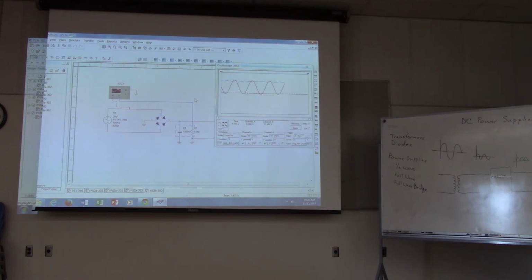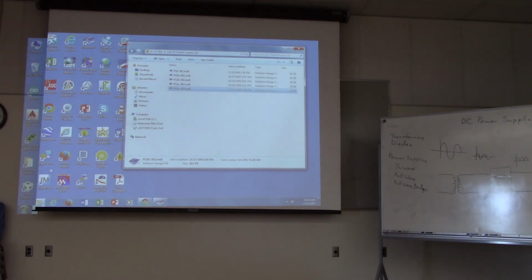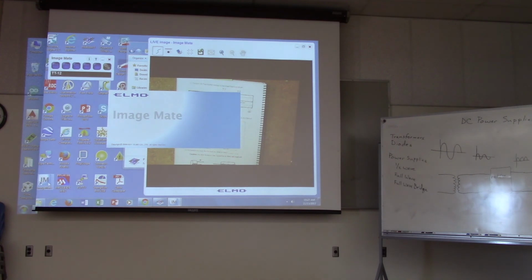Okay. So that's it for the Multisim. Any questions about that? Okay. So then after that, you're actually going to build a real half-wave rectifier on a breadboard. Okay. So let's take a look at the lab book here. I'll bring it up on the screen for just a minute and we can see what's going on.